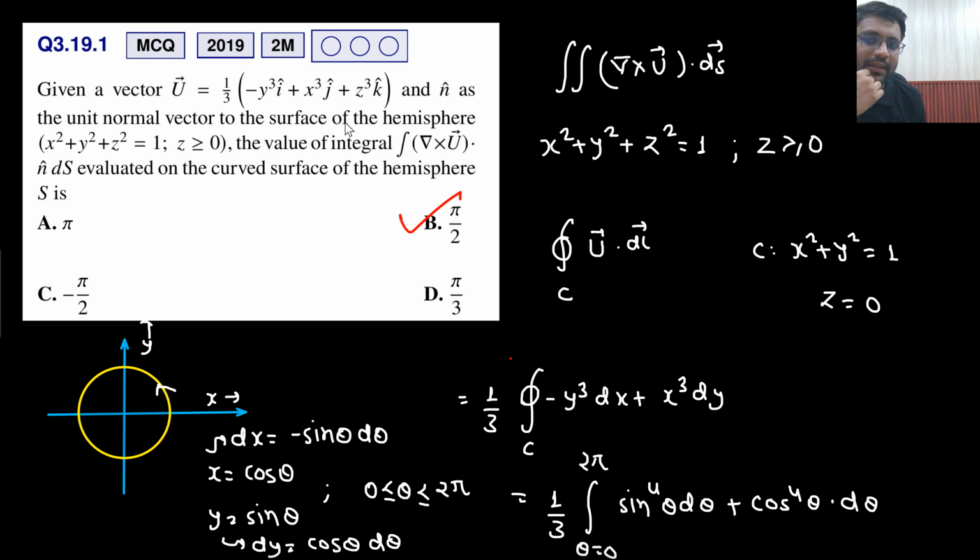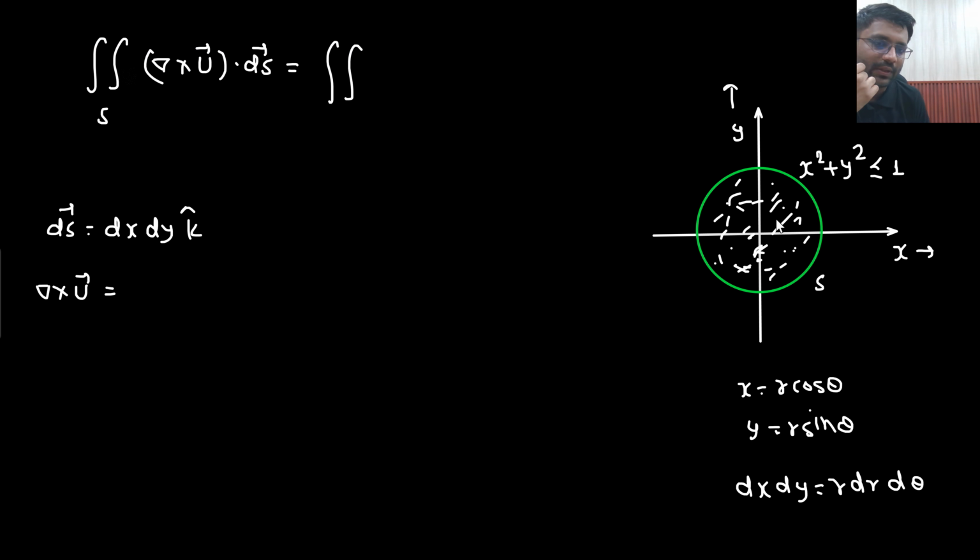Del cross u over the surface I am calculating, right? Over this surface. So over this surface, what is the value of z? Over this surface, the value of z is 0, sir. So what will be my del cross u?